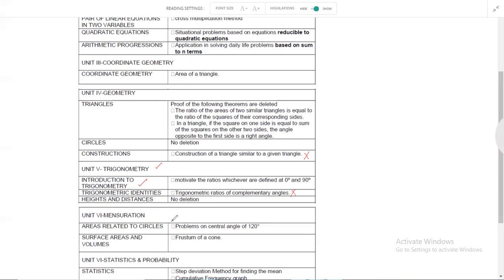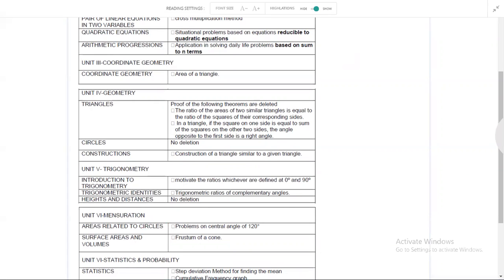Under mensuration, you have two chapters, that is areas related to circles and surface areas and volumes. So in areas related to circles, you will not be getting any problems in which the central angle is 120 degree. For example, area of a sector where the central angle is 120 degree. Those types of questions will not be coming for the examination. Remaining, all things will be there for the examination.